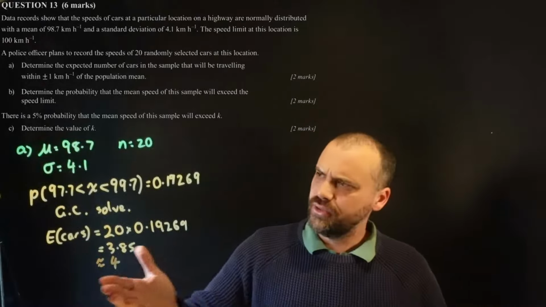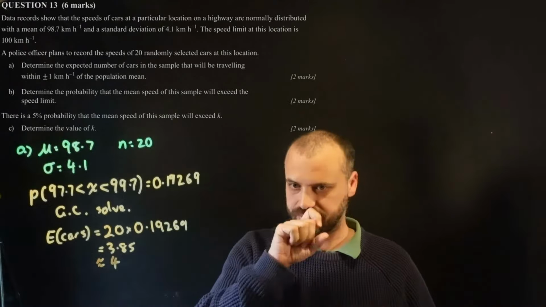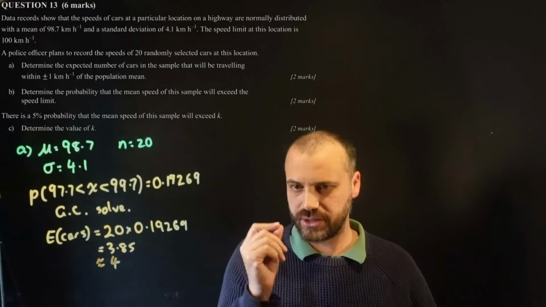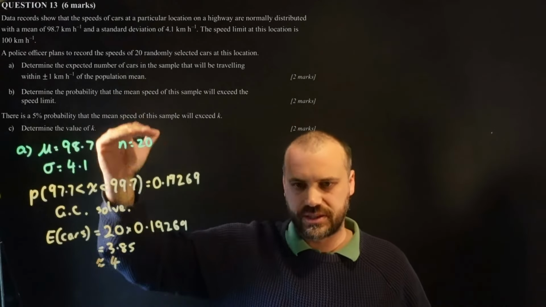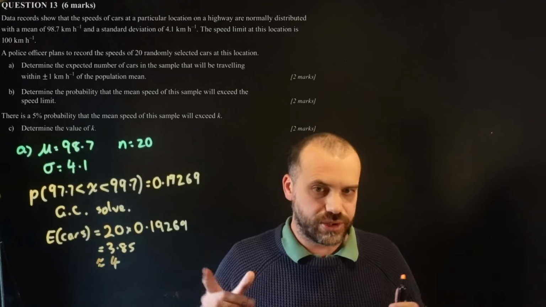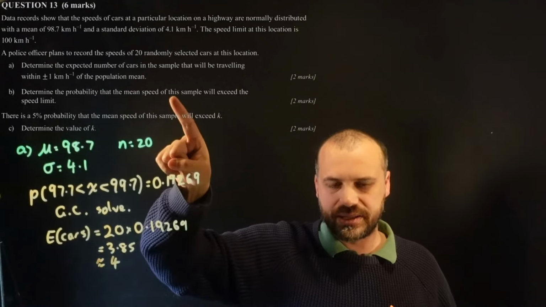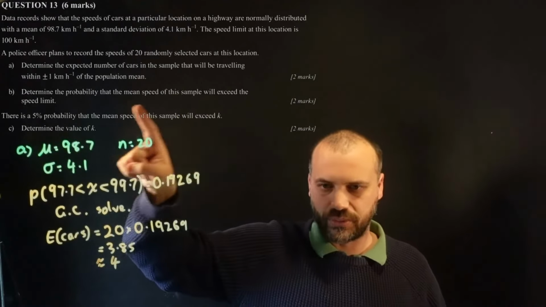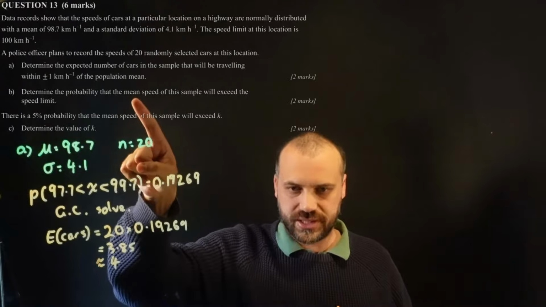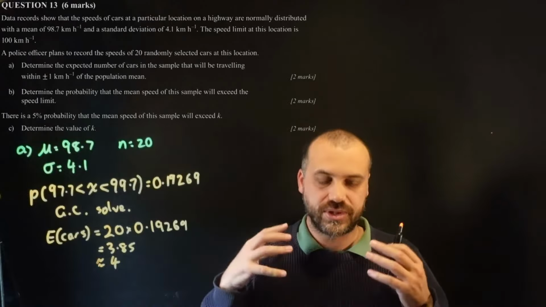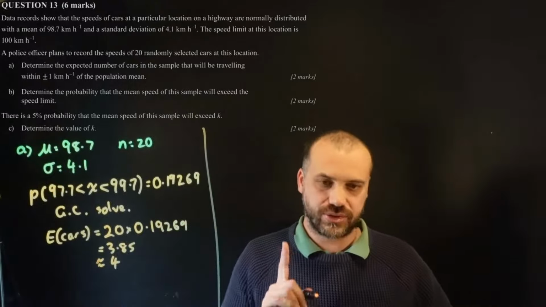Like I said, this is really methods work. Nothing specialist about this. The QCAA are going to do this a little bit because they want to make sure that you understand the difference between these kinds of questions. All right, let's see part B. Determine the probability that the mean speed of this sample will exceed the speed limit. All right, so look at this. Mean speed of the sample. So sample means. Now we're in specialist territory. So let's do that one.